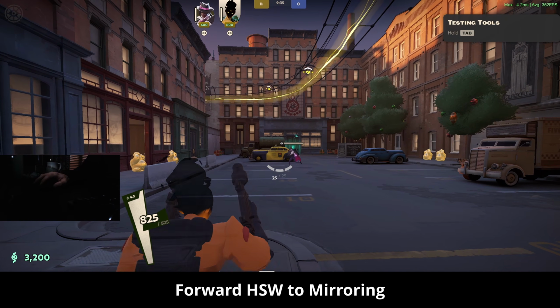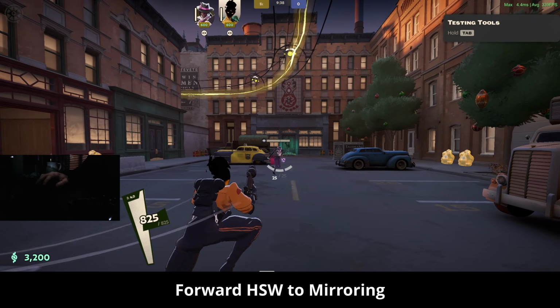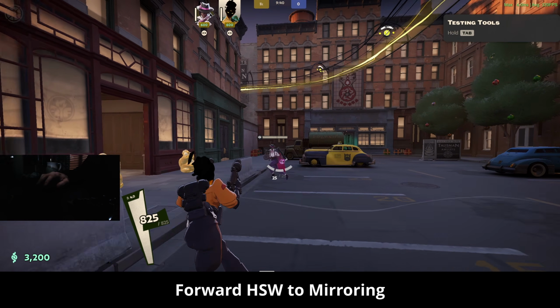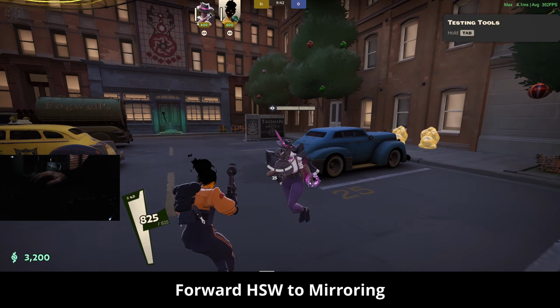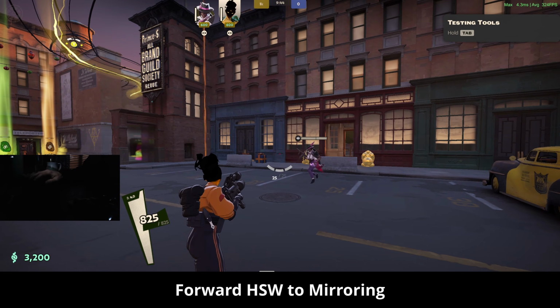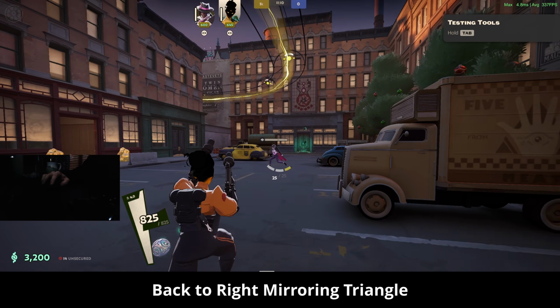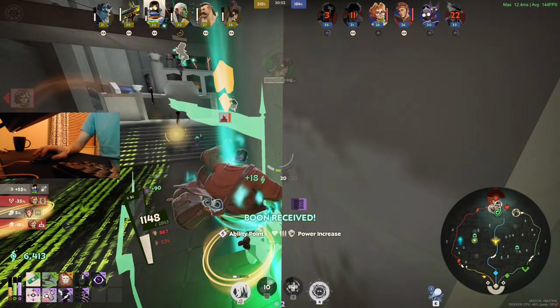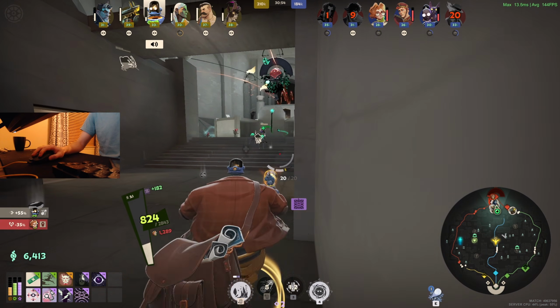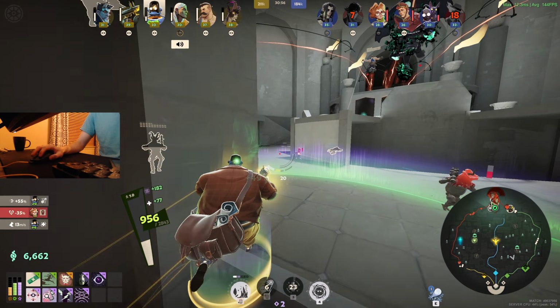Forward half sideways to mirroring, you move forward right when your enemy moves left and left when your enemy goes right. You can see this is good for pushing your enemy. And back to right mirroring triangle. You go backward when the enemy goes right and right whenever he goes left. As you have seen, these strafe aim forms move your global positioning, meaning they are not static.